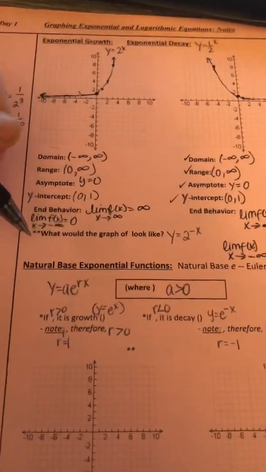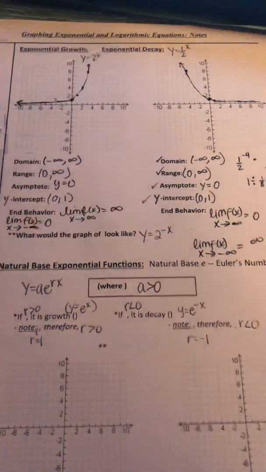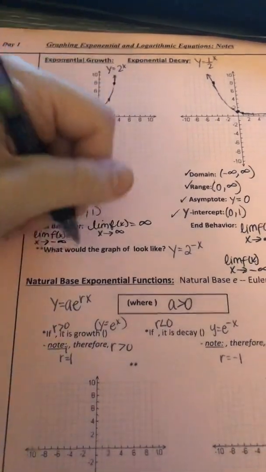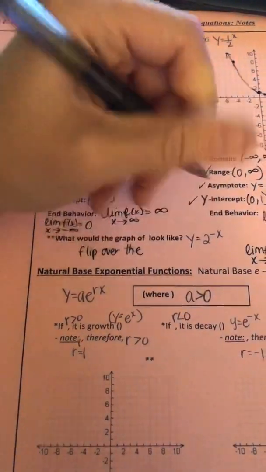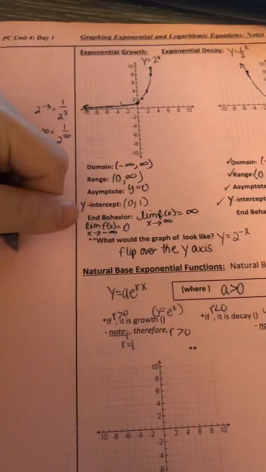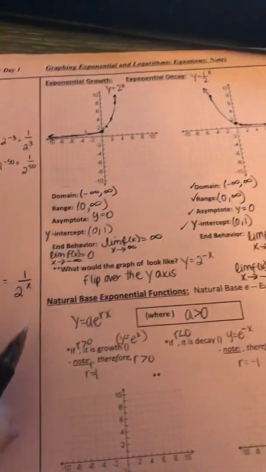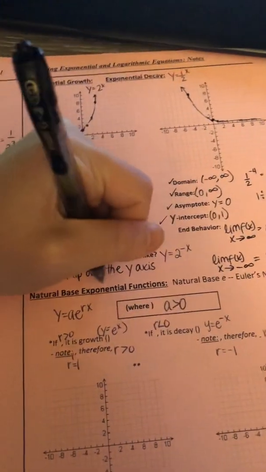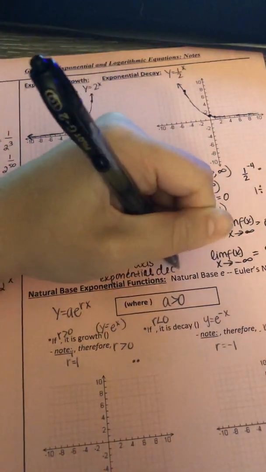So we have a tiny little question here. What would the graph of look like? And it's supposed to be y equals 2 to the negative x. So when our x value is flipped negative, that means we flip over the y-axis. And if you think about it, 2 to the negative x is the same as 1 over 2 to the x, which is exactly our exponential decay. So it would create the graph of our exponential decay.